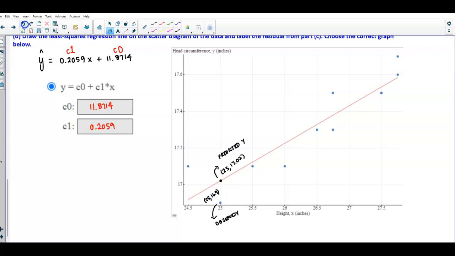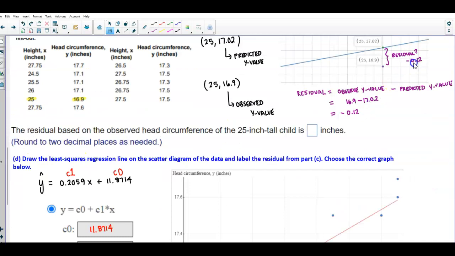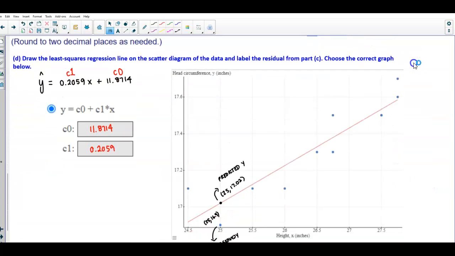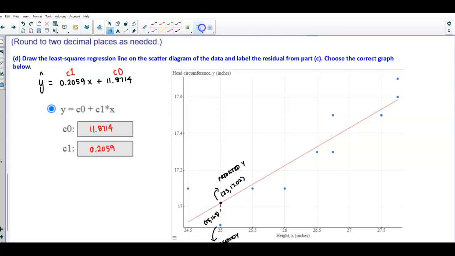Okay, and so recall, what do we find for the residual? Well, the residual was right here, which is negative 0.12. So that means the distance from here to here was the residual. Again, we found that to be negative 0.12. And any point that's below the line is going to have a negative residual. Any point that's above this line is going to be a positive residual.